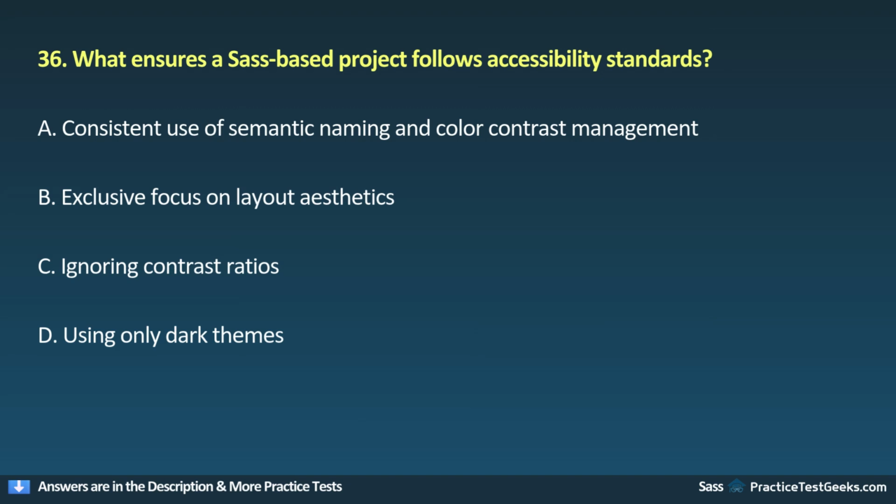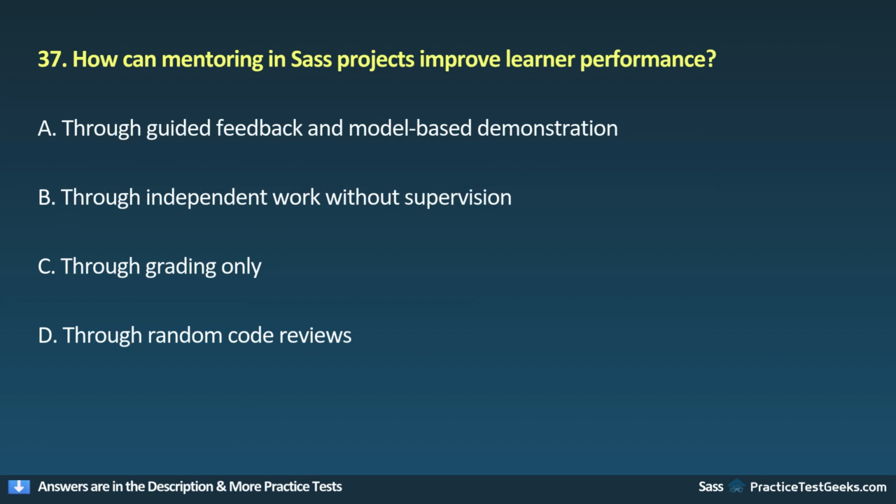36. What ensures a SASS-based project follows accessibility standards? A. Consistent use of semantic naming and color contrast management. B. Exclusive focus on layout aesthetics. C. Ignoring contrast ratios. D. Using only dark themes.